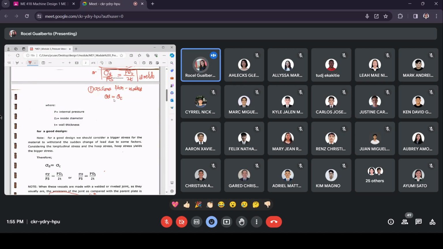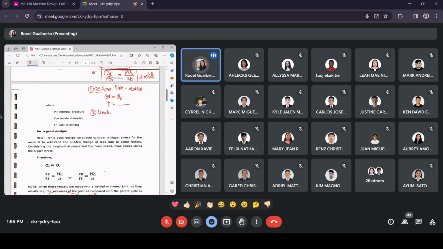This is the critical stress, okay? So, and then you'll have your answer, okay? So, if you have your answer already, yung thickness na na-obtain mo po, you are not sure if this is correct or not, okay? So, you need to test this value to see if your assumption is correct. So, how would you test?